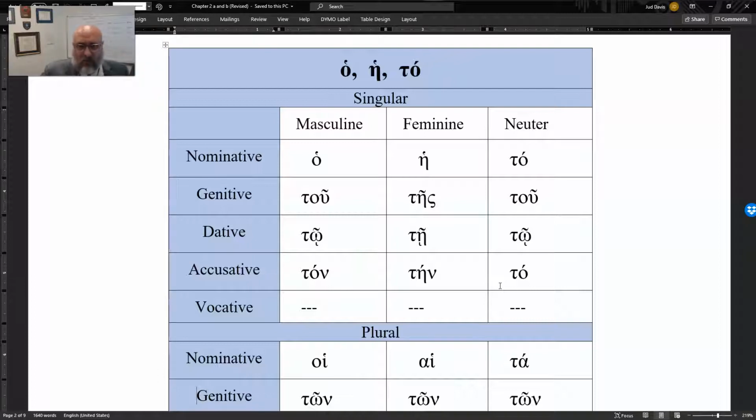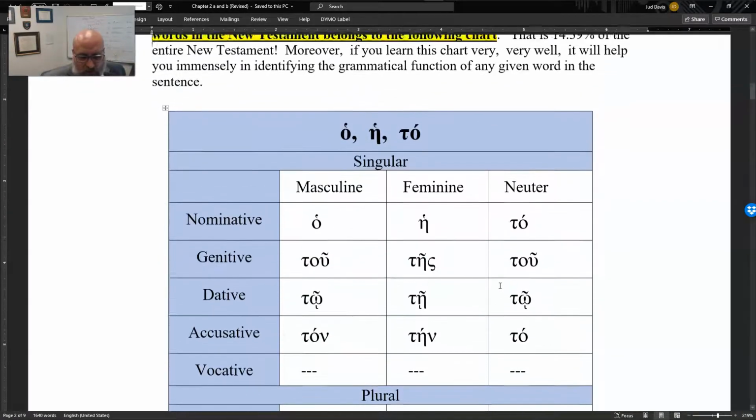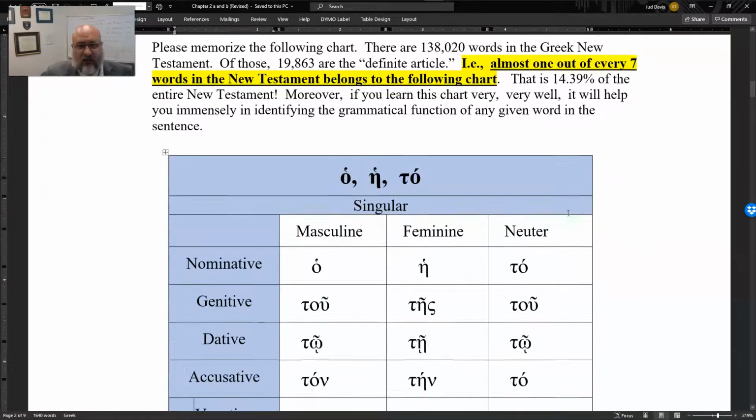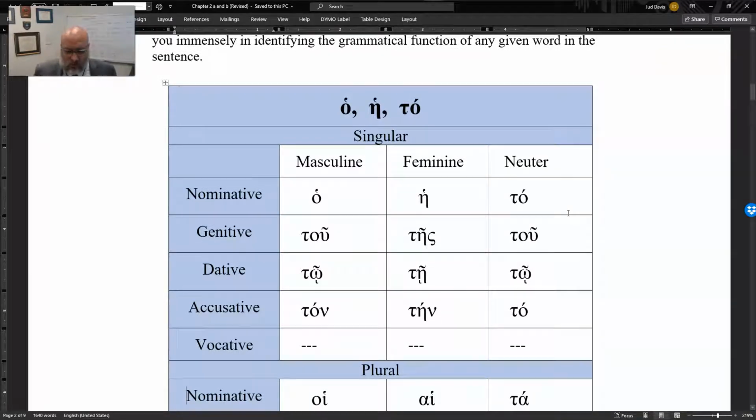Why you want to be able to say this chart just at the drop of a hat is because, and I want you to really look at this, there are 138,000 words in the Greek New Testament, half of a quarter of a million words. Of those, 20,000 words belong to this chart. In other words, as big as the New Testament is, one out of every seven words is this chart. So this chart is your absolute friend. This chart will help you understand what case the noun is in, but you have to memorize it.